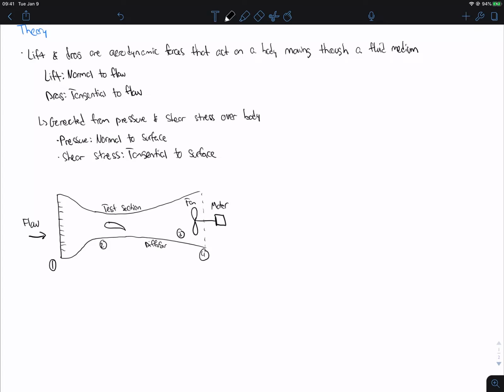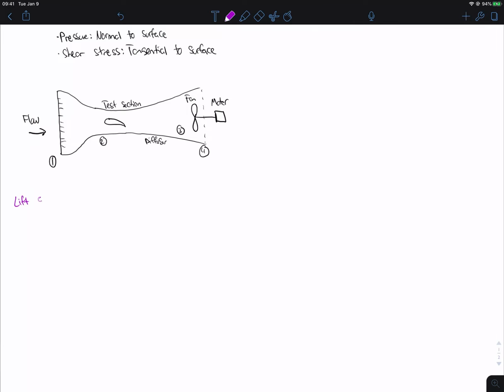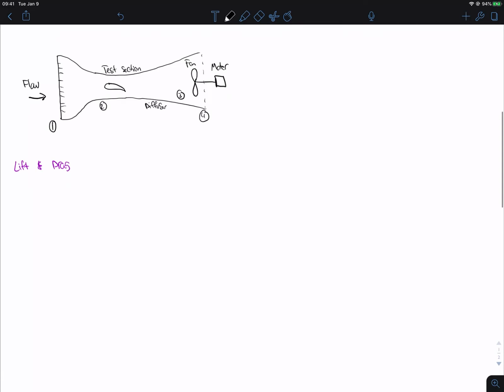Okay, so let's talk about lift and drag now. We already covered that these aerodynamic forces are going to act on a body as it moves through a fluid medium. So in our case, we're using the wind tunnel. Our objects aren't going to be moving through that medium, but we're going to have airflow around it. So we have that kind of reference frame. So we can still find the lift and the drag on our object because we still have some airflow in the system. Okay, so there are 2 ways that we can find the lift and drag.